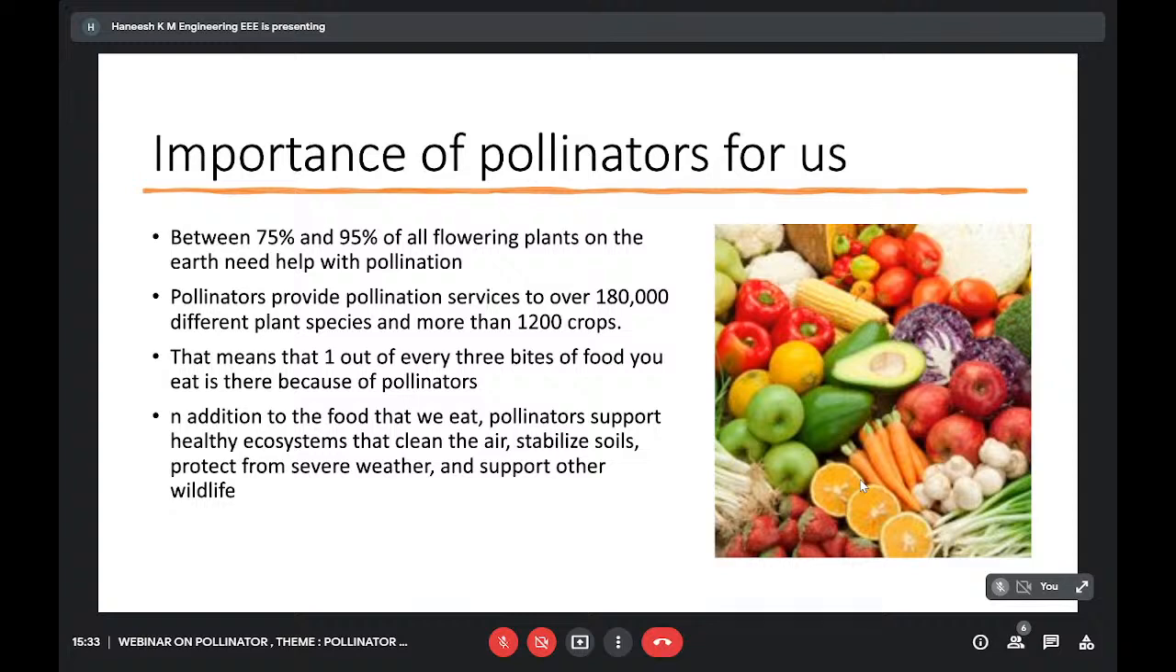Some plants like rice and maize may be pollinated by wind, rain and so on, but not all. Most of them require some external agents or insects to pollinate them. And pollinators not only help create food, they are also part of the food chain.